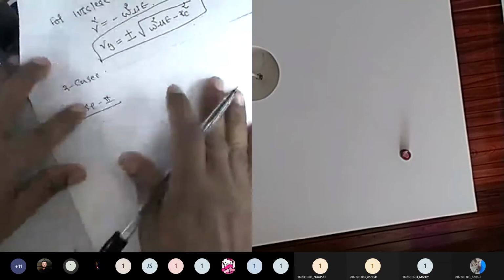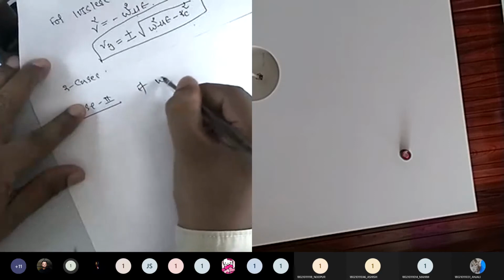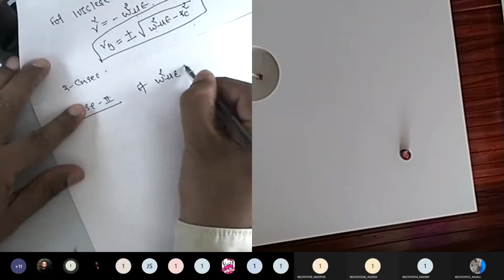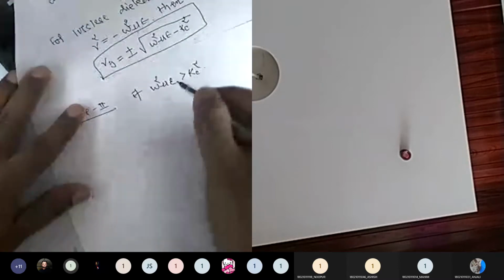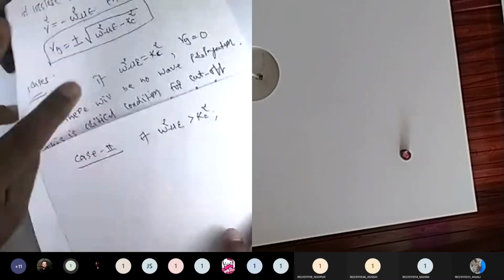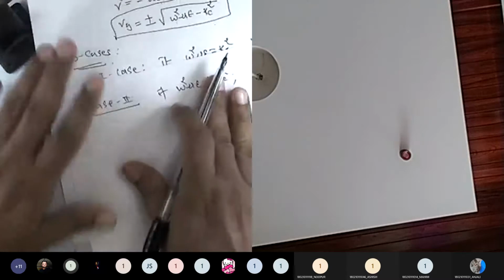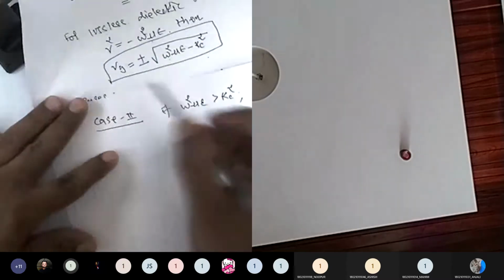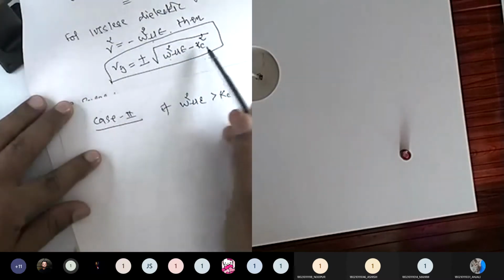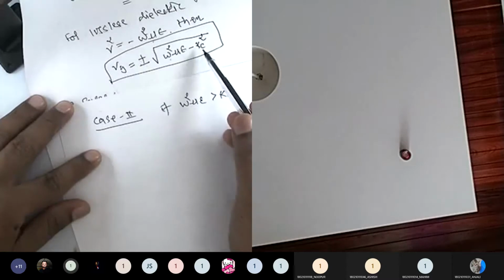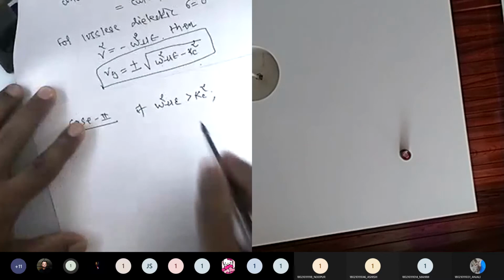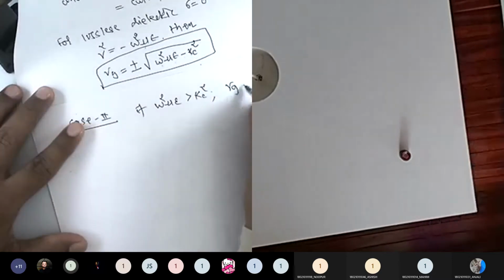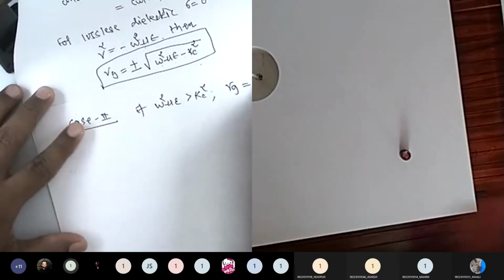In case 2, what will happen? Let us assume that omega square mu epsilon is greater than kc square. So what will happen in this case? Now all of you know this is the term. So omega square mu epsilon is greater than kc square, so obviously there is a chance that you will get the gamma g. That will become nothing but plus or minus j beta g.